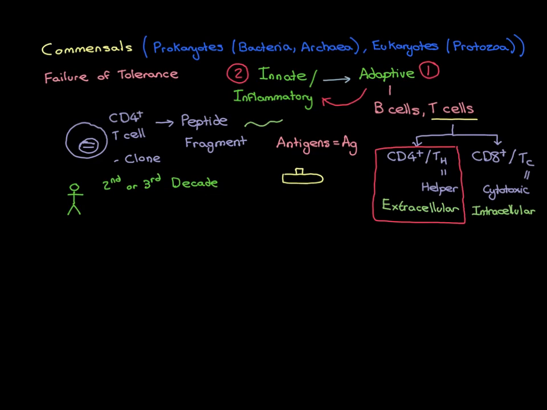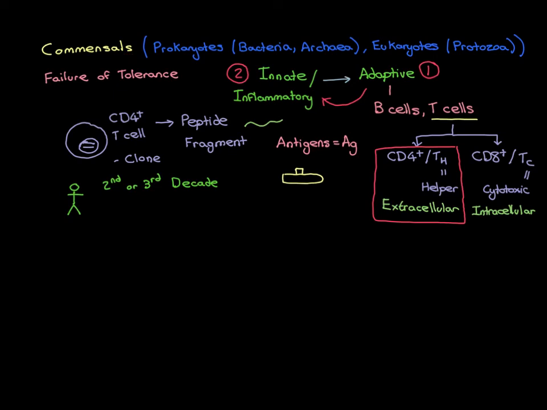So in this individual who's going to develop inflammatory bowel disease, what has to happen if we're going to have a failure of tolerance, where the adaptive immune response attacks a commensal within the intestine? You have to, for some reason, develop CD4 positive T cells that are directed against peptide fragments of one of the commensals within the intestine.